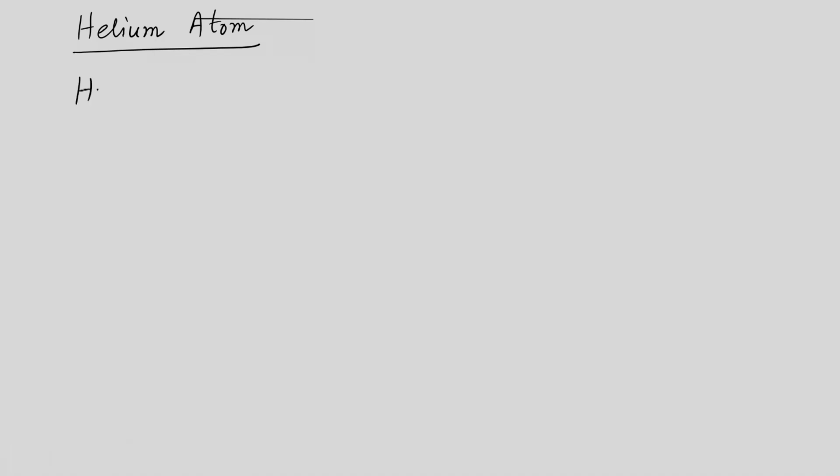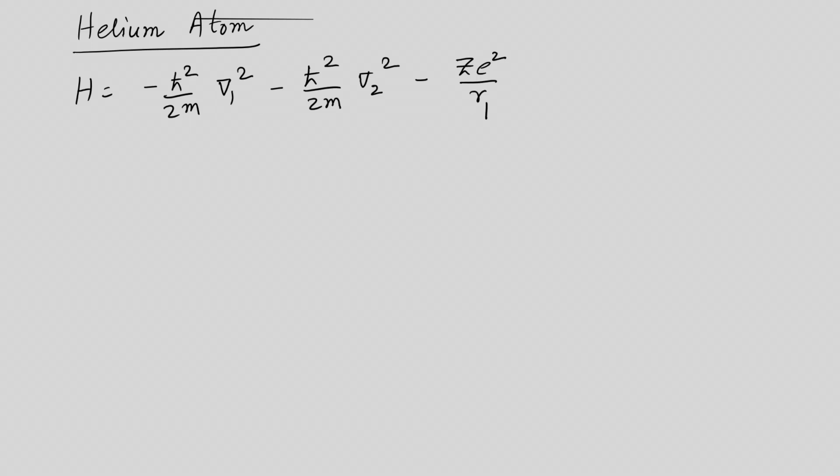So, the Hamiltonian could be written as minus h square by 2m del 1 square. So, this corresponds to electron 1. We can write the same mass for the electrons. So, it is minus h square by 2m del 2 square minus, now of course, Z is equal to 2, so it is Z e square by r 1, that is the distance between the nucleus and the first electron, and then there is Z e square by r 2. And of course, there is also a term which is the electron-electron interaction, which could be written simply as plus e square divided by r 12, where r 12 is given by the magnitude of r 1 minus r 2.